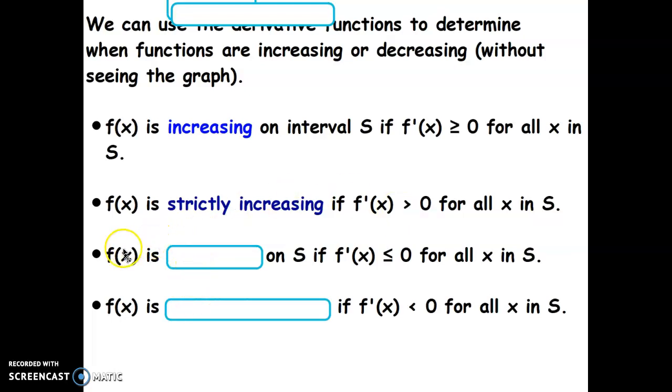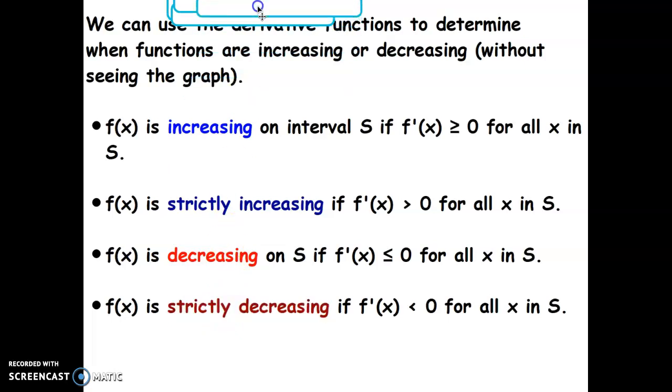Okay, last two definitions. The function is decreasing on this interval if the derivative is less than or equal to 0. So again, less than is going to be where it's actually going down. Equal to is going to be where it levels off and goes horizontal. But that's still considered decreasing because at no point does it change and go up. And then the last one, the function is strictly decreasing. Again, just like before, we dropped the equal to right here. So it's only less than. It's only going down. At no point does it level off and go horizontal. Okay, so pause the video again. Make sure you've got those last two definitions written down.